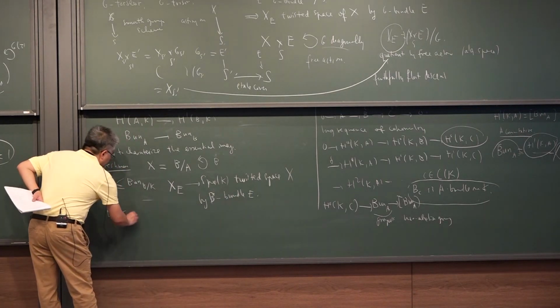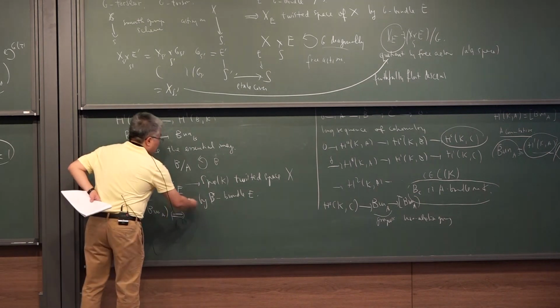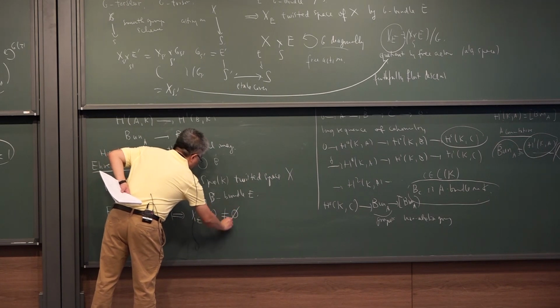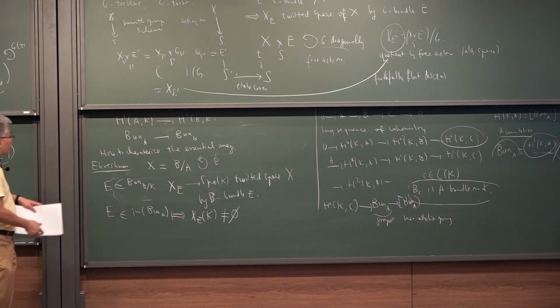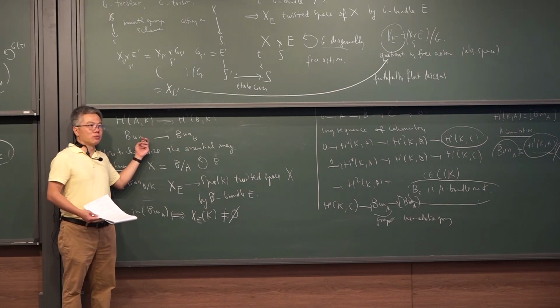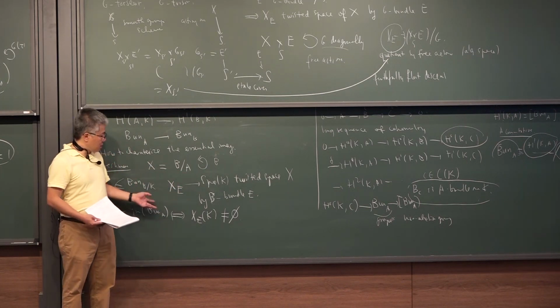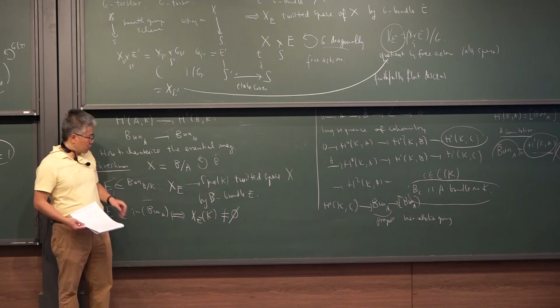E belongs to the image of H1 of A if and only if the twisted space X_E has a K-point. If you have a point, then you have a reduction. So the question is how the bundle has a reduction in the structure to the subgroup. The trick is to look at the quotient B mod A, and form the quotient by the B-bundle. And if we have a section, then we use the section to get the reduction.